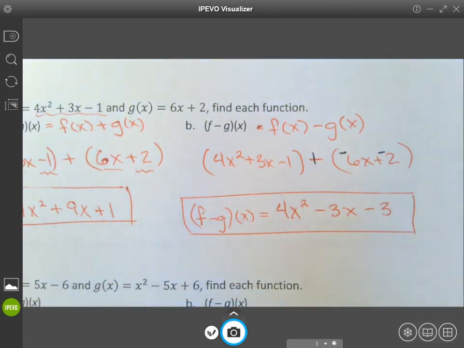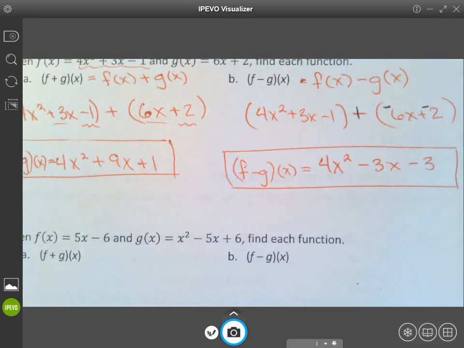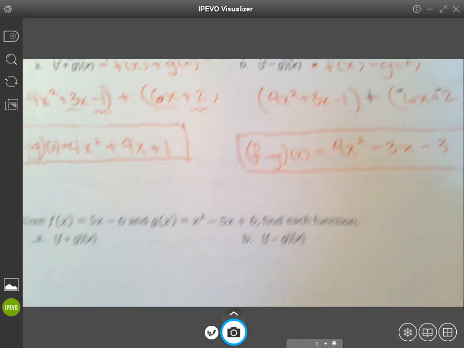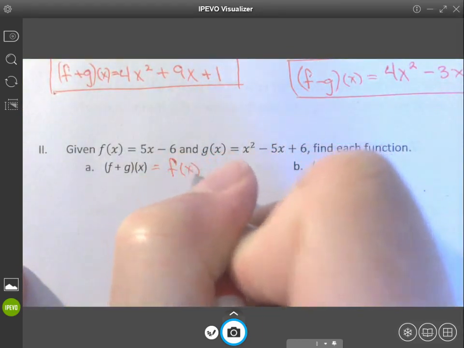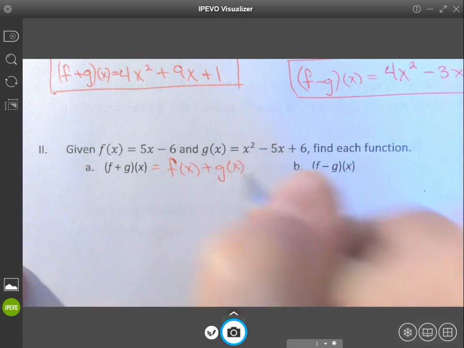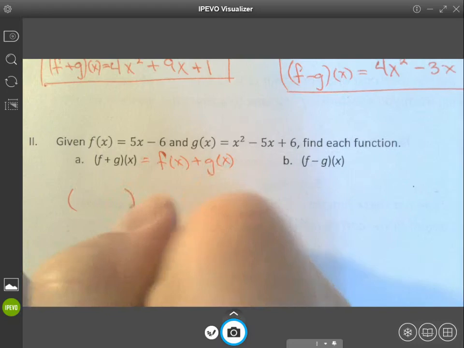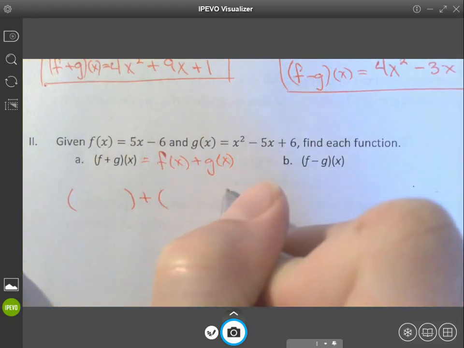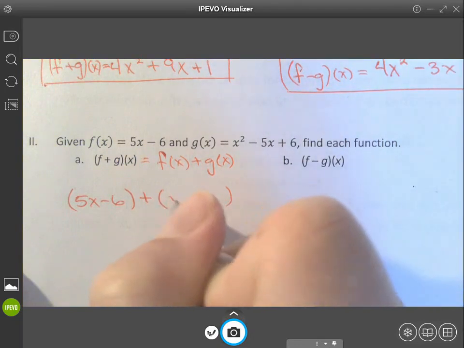Okay, there are 2 for you to try. So you try. All right, so I'm going to rewrite this to show that it's the function f of x plus the function g of x. So I'm sort of expanding that. And then I'm using parentheses, and I like to just prep it and then come back and drop f of x in and drop g of x in.